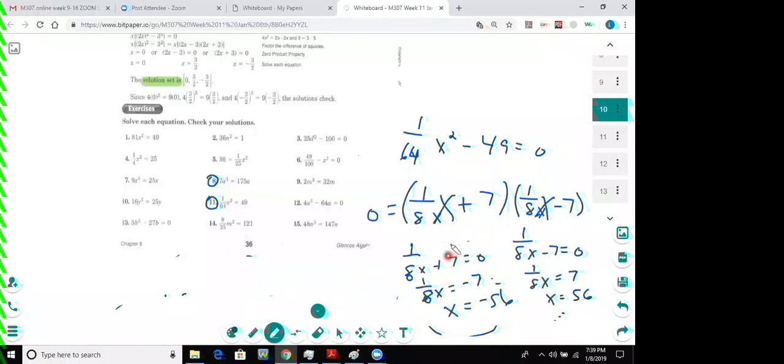So you got two solutions, right? -56 and 56. I think you had 0 as a solution as well. Did you have 0 as a solution as well? Where did the 0 come from? You said set each factor equal to 0. We only have two factors here, right? Zoe, you got the same thing?